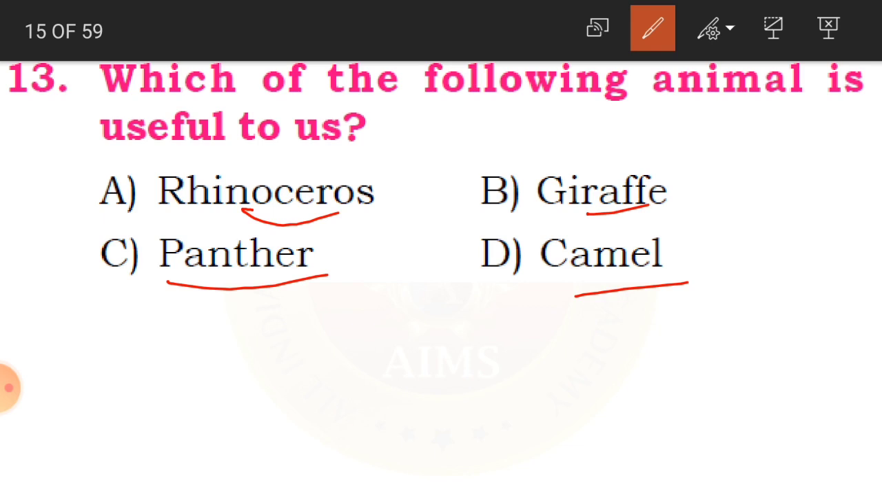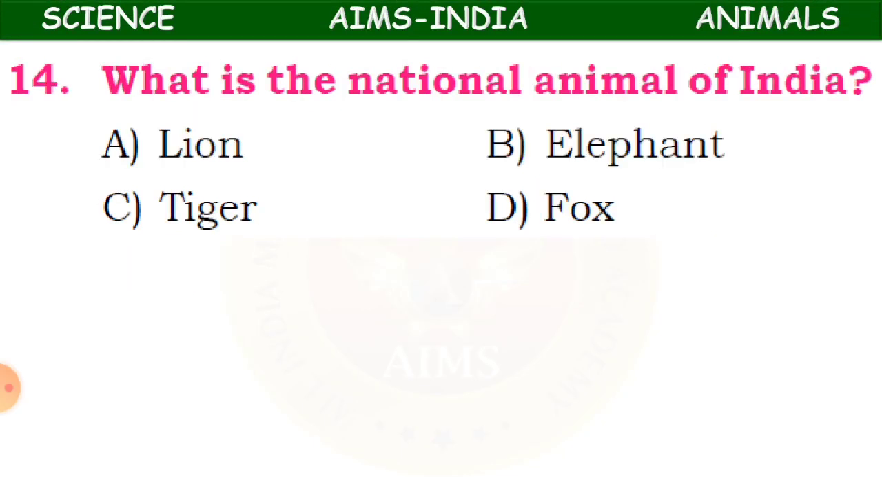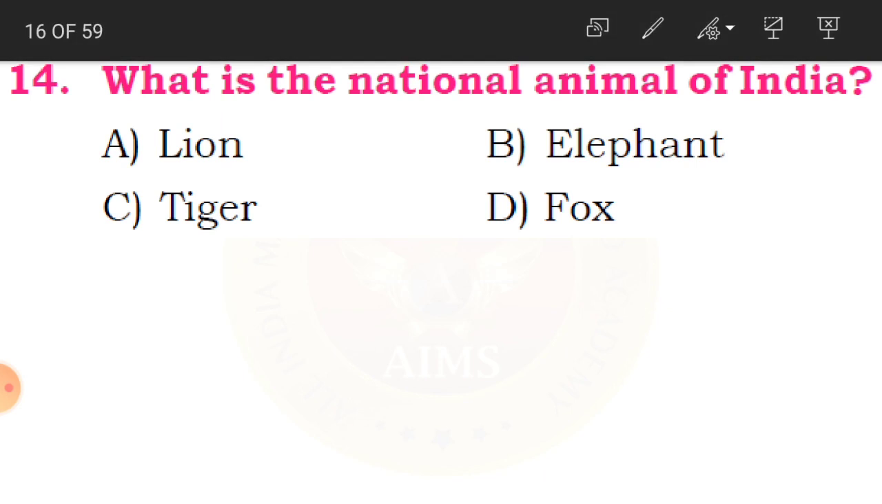And if you see which animal is used for us, for human beings the most, in the sense, camel. D. Why? It lives in deserts and it can store water for so many days. So that is why camel is useful for humans. Clear, children? Now, what is the national animal of India? National animal. Is it A option lion, B option elephant, C option tiger and D option fox? What is that, children? Yes, it is C option, tiger.